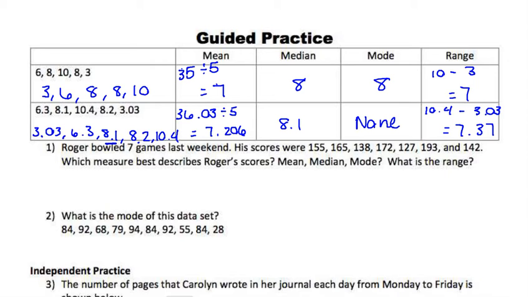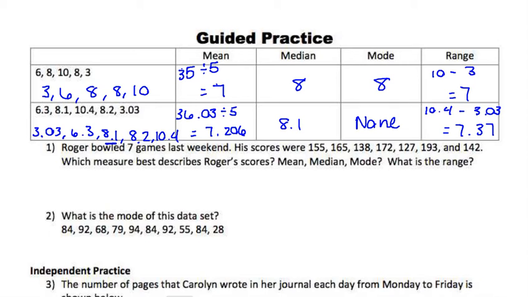So if we look at the next two examples, Roger bowled 7 games last weekend. His scores were 155, 165, 138, 172, 127, 193, and 142. Which measure best describes Roger's score, mean, median, or mode? And then it says, what is the range?